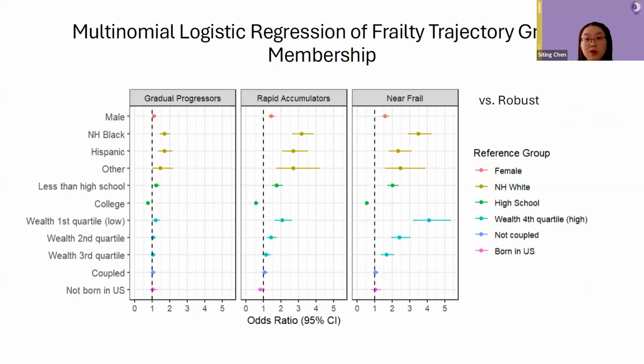Then we conducted a multinomial logistic regression of frailty trajectory group membership, including these characteristics. This forest plot displays the odds ratios and confidence intervals for factors associated with membership in each frailty trajectory group when compared to the robust group. You might notice that people in minoritized racial and ethnic groups and the people with lower education attainment, lower wealth are more likely to follow the rapid accumulating path and the near frail path of frailty when compared to the robust group. Next slide, please.